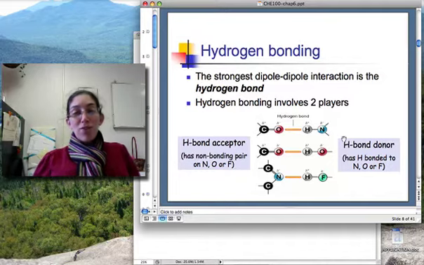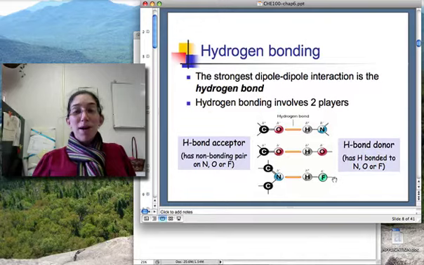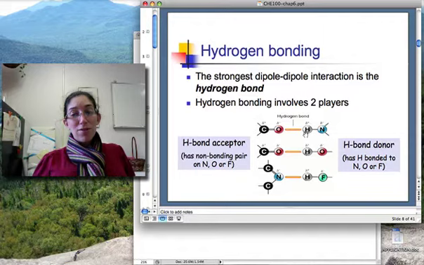You also have to have a hydrogen bond donor involved, and a hydrogen bond donor is any hydrogen that's bonded to a nitrogen, oxygen, or fluorine. Any of these hydrogens here can engage in hydrogen bonding because they are bonded to a nitrogen, an oxygen, or a fluorine. That's the key when you're looking for hydrogen bonding. If you want to know if hydrogen bonding is a possibility for a molecule, you have to ask: is there a hydrogen that's bound to a nitrogen, an oxygen, or a fluorine?